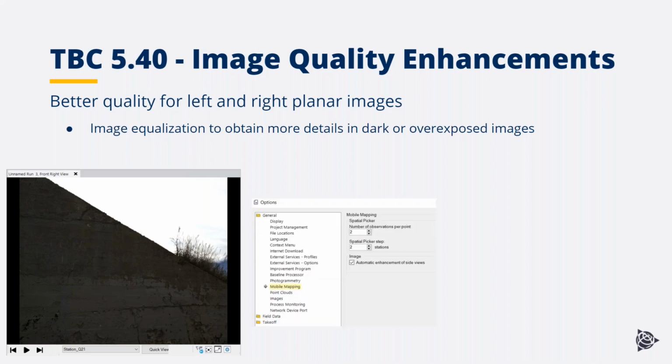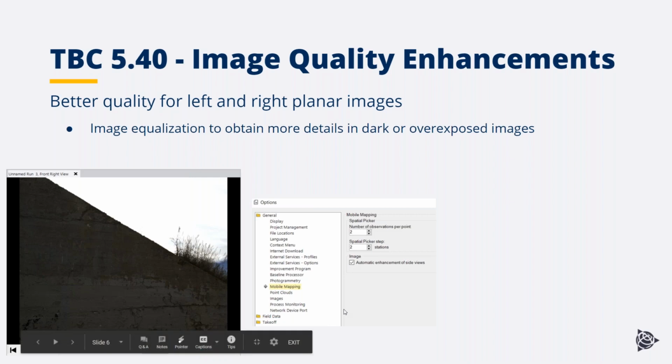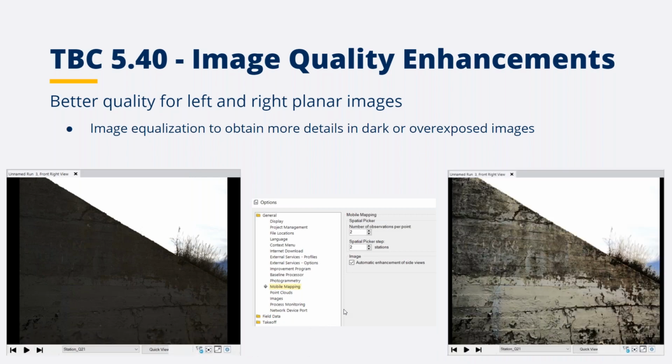What we can do now, we can go to options, general mobile mapping, and there's a new box here, image, automatic enhancement of side views. So you can toggle that on, and then if you open the same image, you will see something like this. And as you can see, there's much more detail in that image. You could better maybe evaluate the quality or the condition of that wall or whatever you want to do from the images. Also, this enhanced image is exported to the next step if you want to go to, for example, TMX or Topodot with this image.